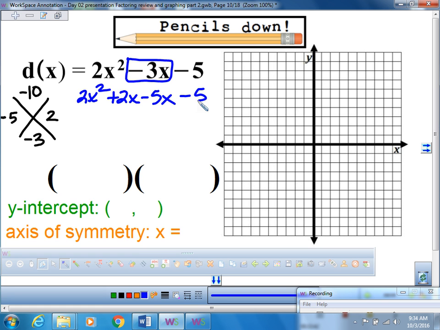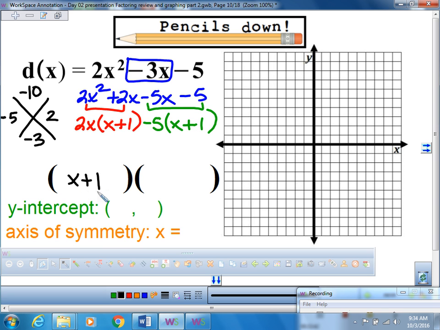So now I know that I can factor a 2x out of here. When I factor a 2x out of that, I get x. When I factor it out of this, I get 1. And this has got a negative now, so I got to consider a negative. When I take out a negative 5, I get x. And then this must be plus 1. Now they match. So my new two factors are x plus 1 and 2x minus 5.